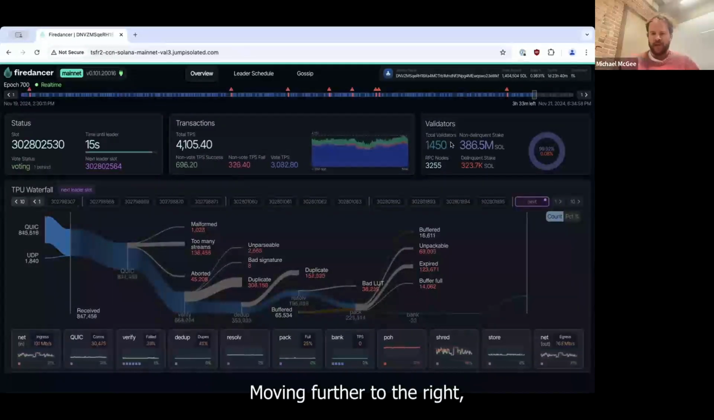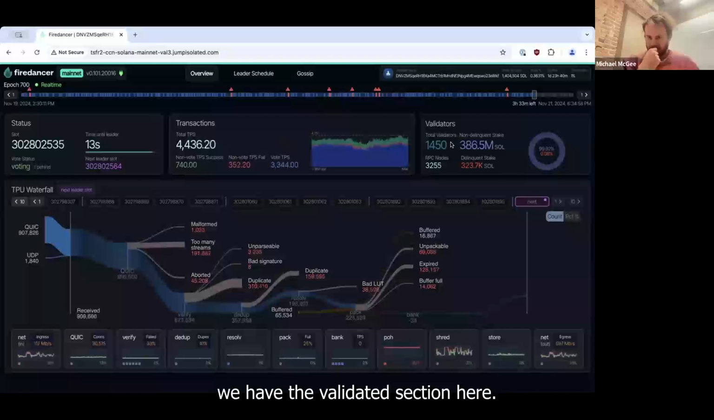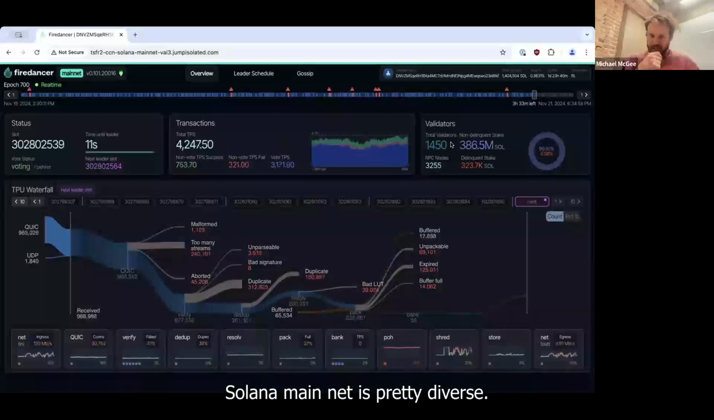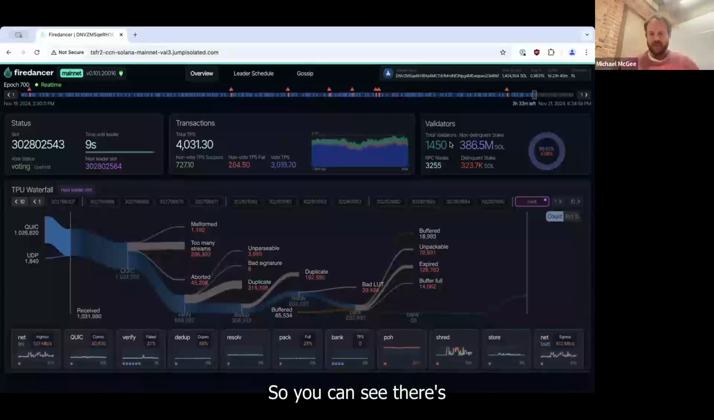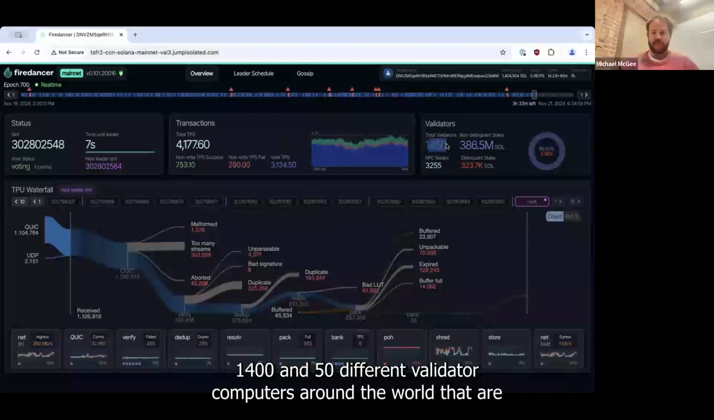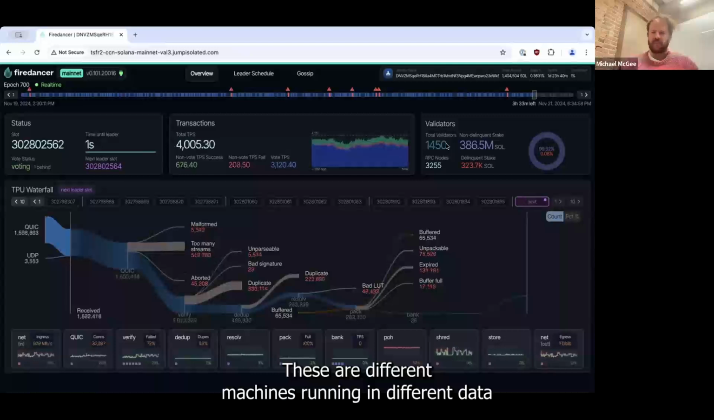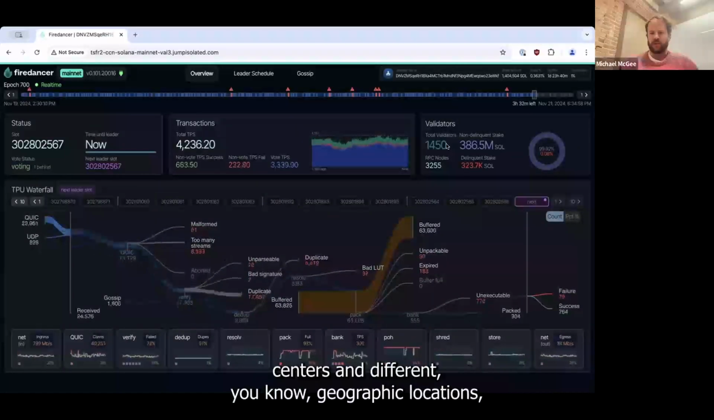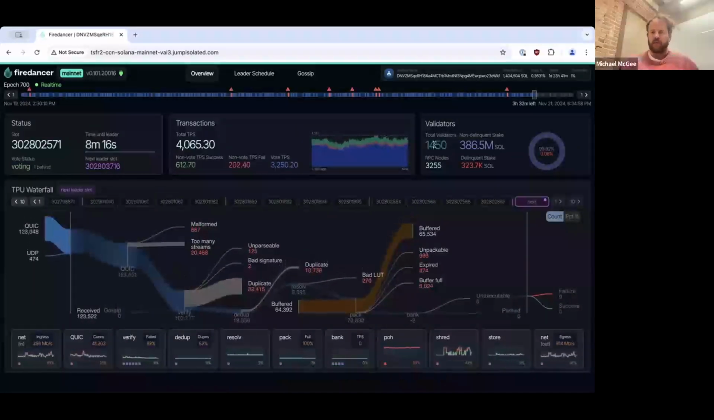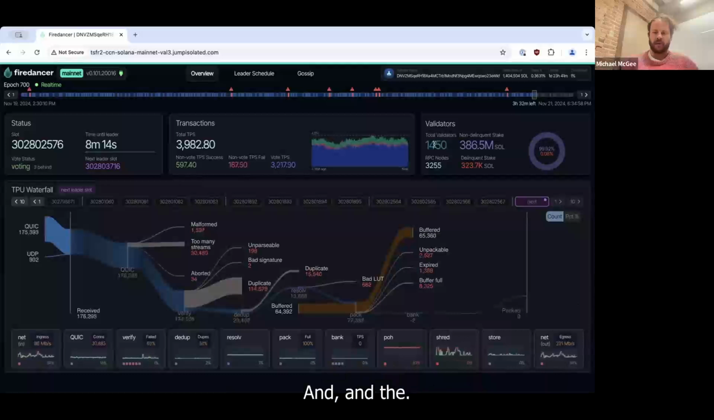Moving further to the right, we have the validators section here. Solana mainnet is pretty diverse. So you can see there's 1,450 different validator computers around the world that are part of this network. These are different machines running in different data centers and different geographic locations, potentially on different networks.